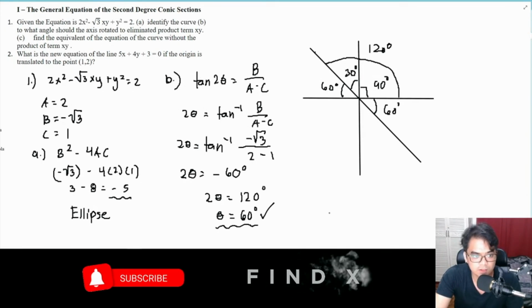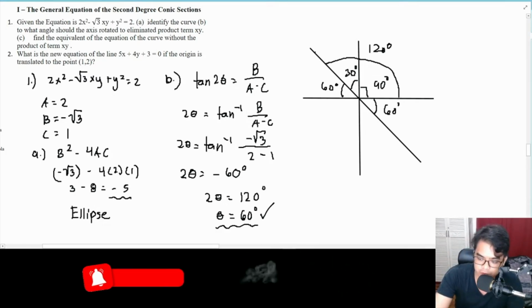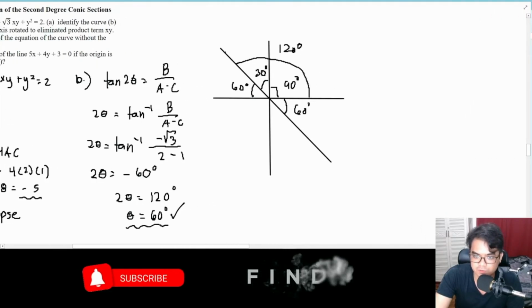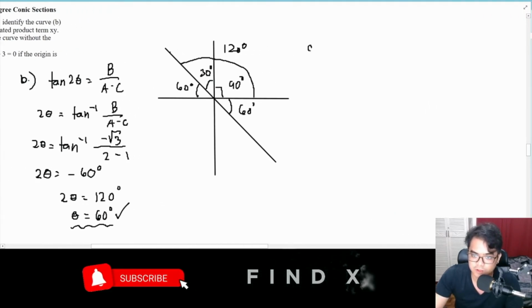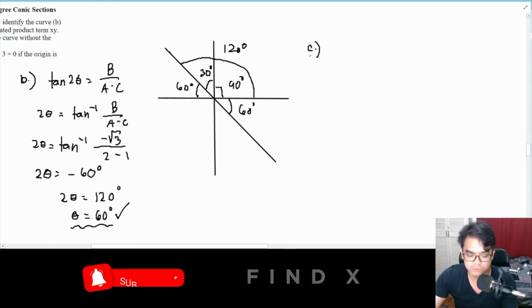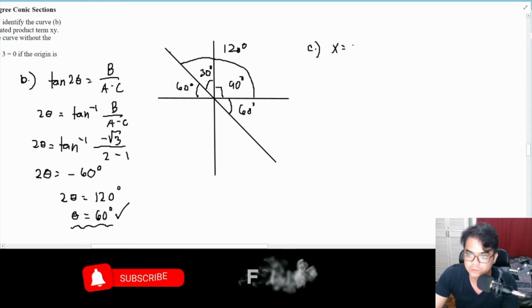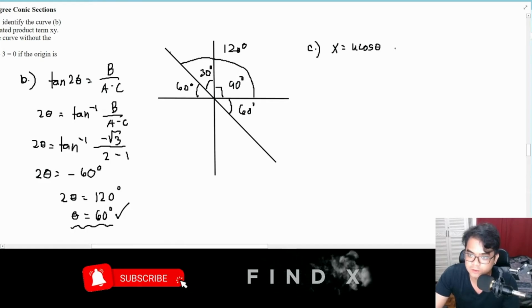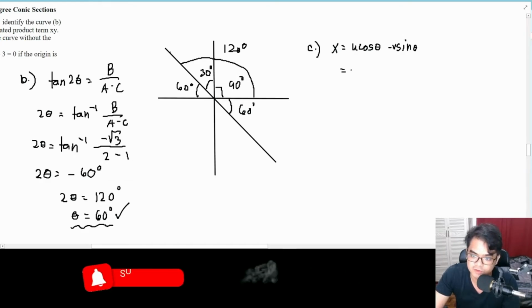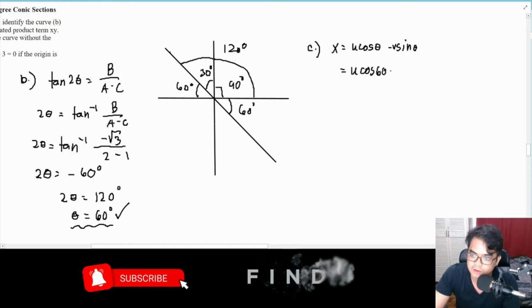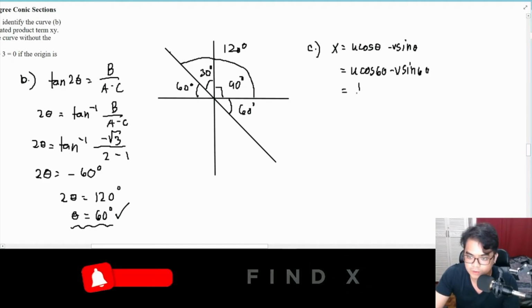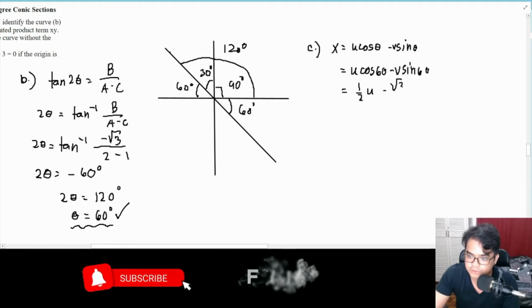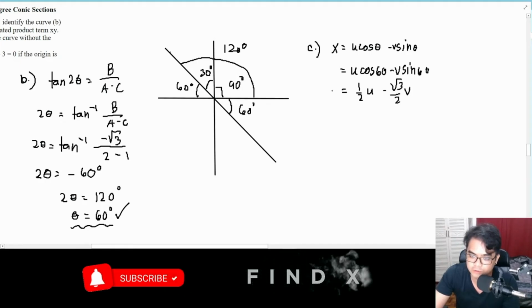So for letter C, find the equivalent of the equation of the curve without the product term xy. Okay, so you can just use the relation. For letter C, the relation will be x equal to u cosine theta minus v sine theta. But we all know that we were able to compute for theta, which is 60. So this is u cosine 60 minus v sine 60, or this will be equal to 1 half u minus square root of 3 over 2 v. So this will be your x.